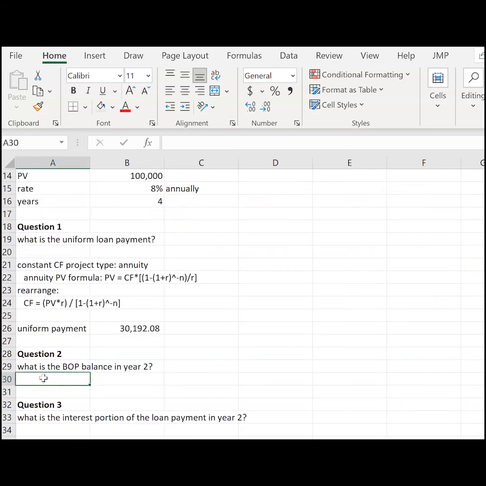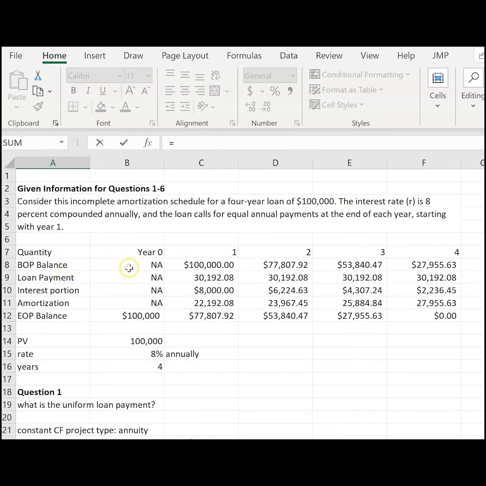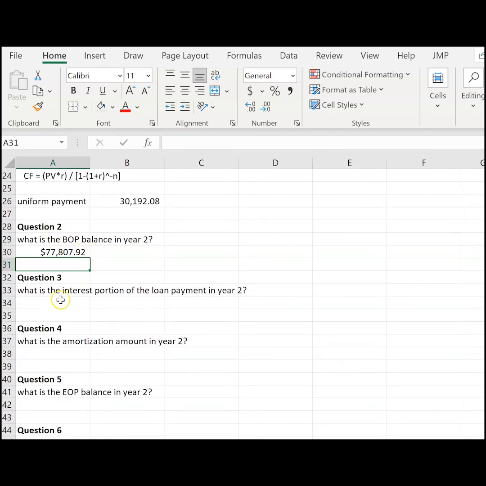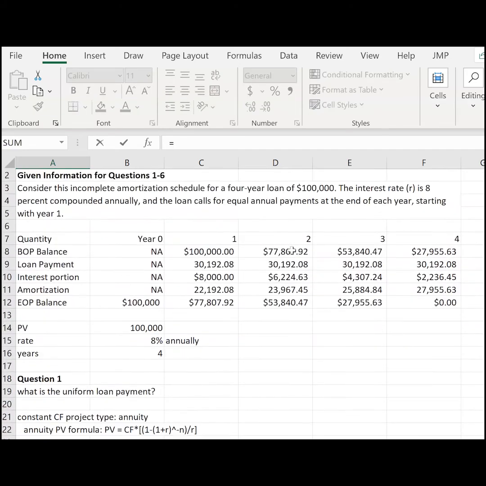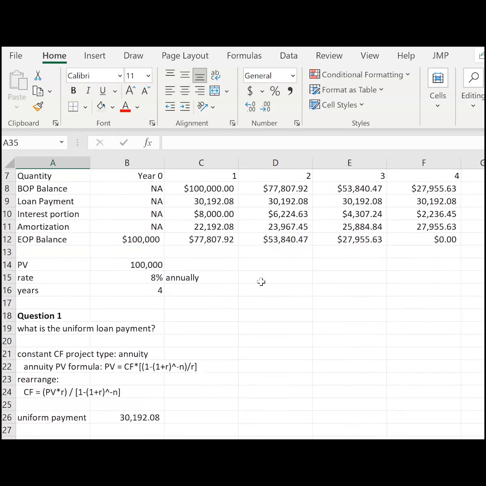Question 2, what is the beginning of period balance in year 2? All right, so we have that up here, so I'm just going to go ahead and grab that from the cell. The end period balance in year 1 is a $77,000 and some value. So that's our answer to question 2. Question 3, what is the interest portion of a loan payment in year 2? The interest portion of a loan payment in year 2 is this $6,000 value right here.